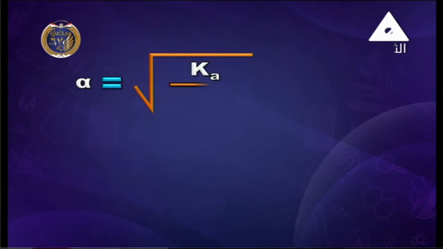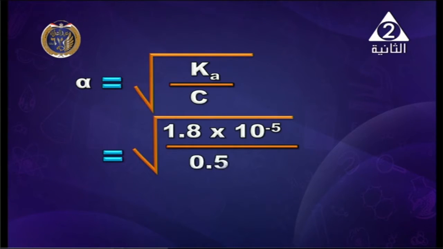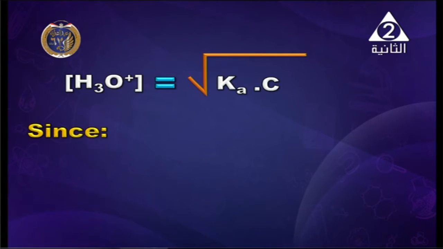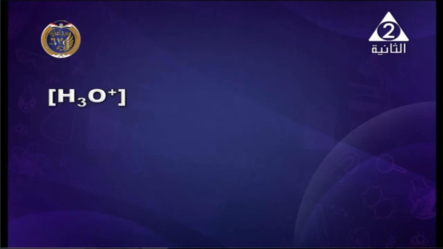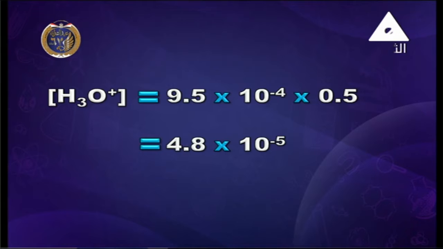here alpha equals the square root of Ka over C, so square root of 1.8 times 10 to the power negative 5 over 0.5, equals now 0.5 times 10 to the power negative 4. And here hydronium ion equals square root of Ka times C, since Ka equals alpha square times C, so hydronium ion equals alpha times C. So here hydronium ion equals 9.5 times 10 to the power negative 4 times 0.5, so equals 4.8 times 10 to the power negative 5.